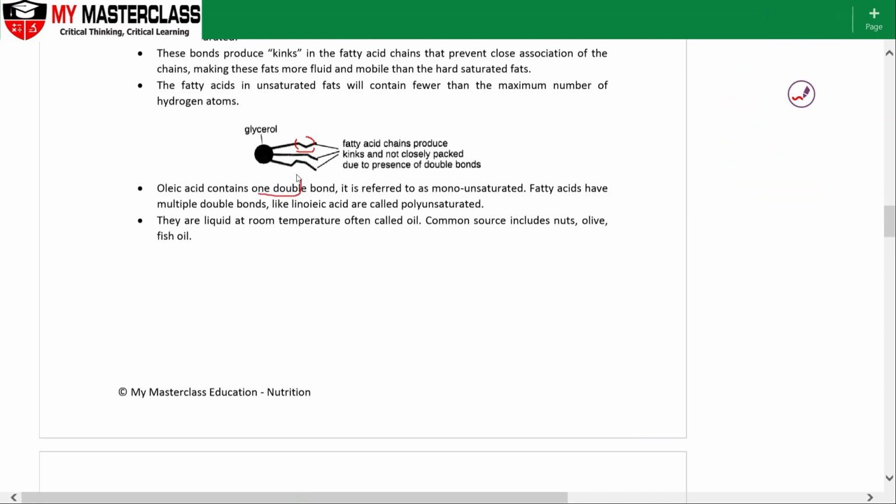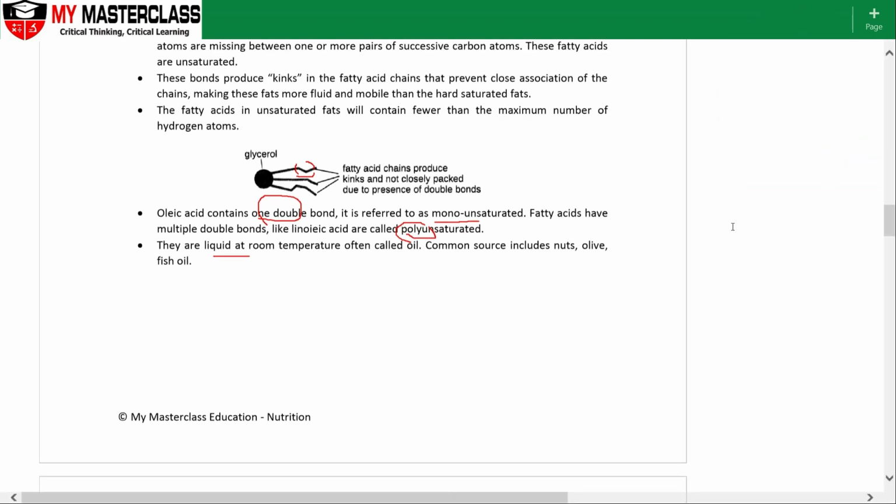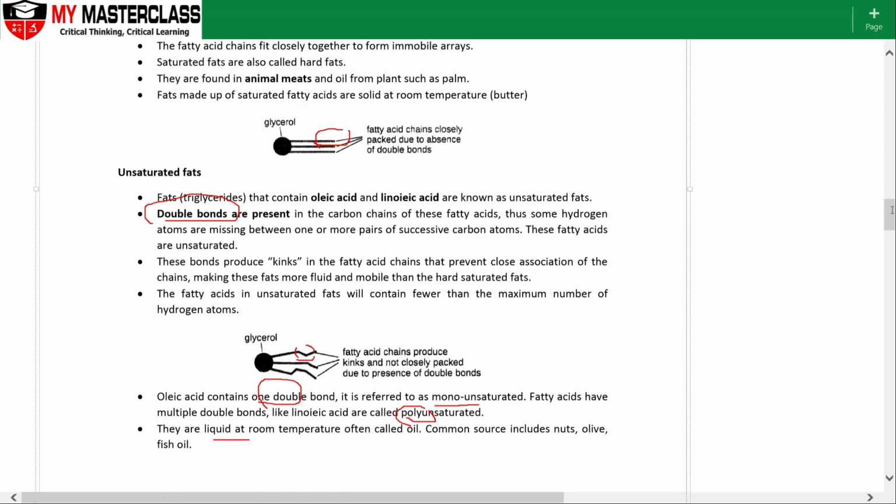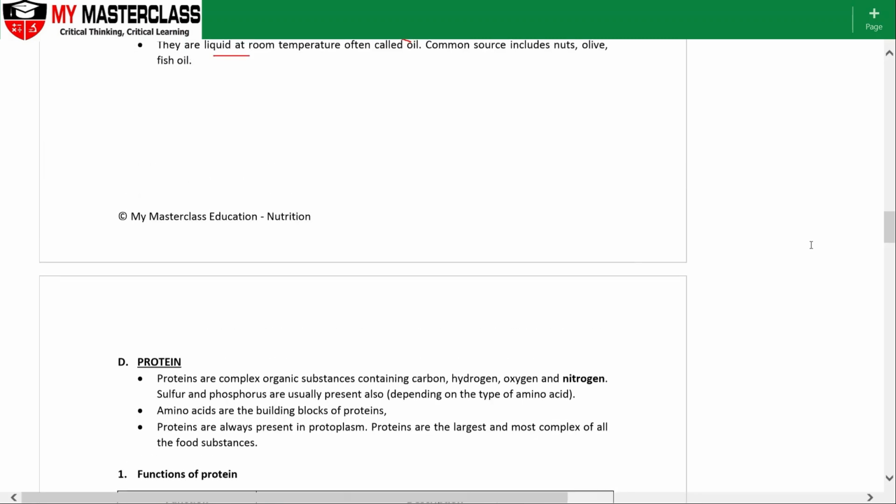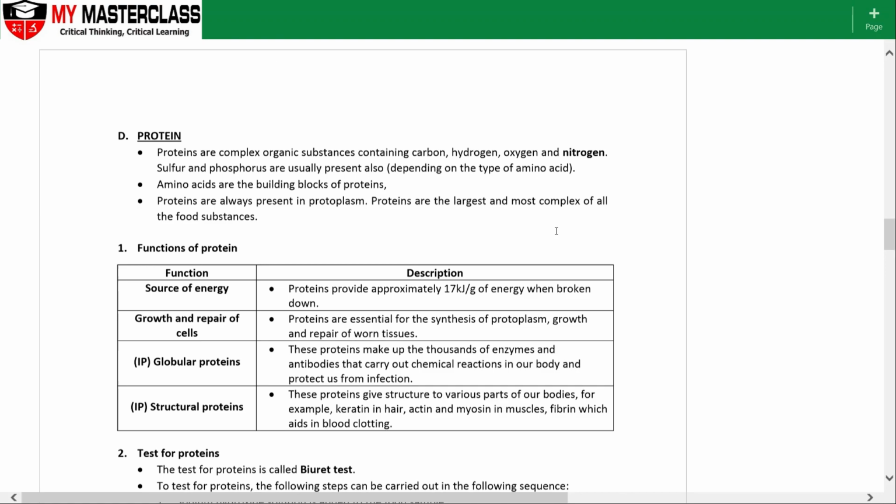If I have one double bond, it is mono-unsaturated. If I've got two double bonds, then it's di-unsaturated. But if there are multiple double bonds, then we call it poly-unsaturated. Poly means multiple. Unsaturated means it has double bonds in it. These unsaturated fats are usually liquid at room temperature. These are the healthier fats. You can see that it's mainly plant fats, not much animal fats, that are usually in the saturated fats itself. So that's the end of fats, pretty short. We'll look at proteins next.